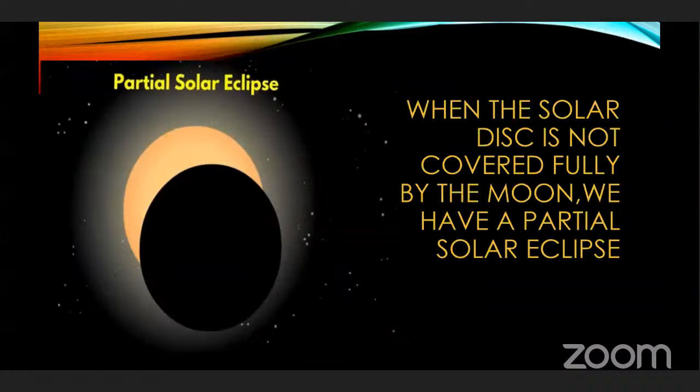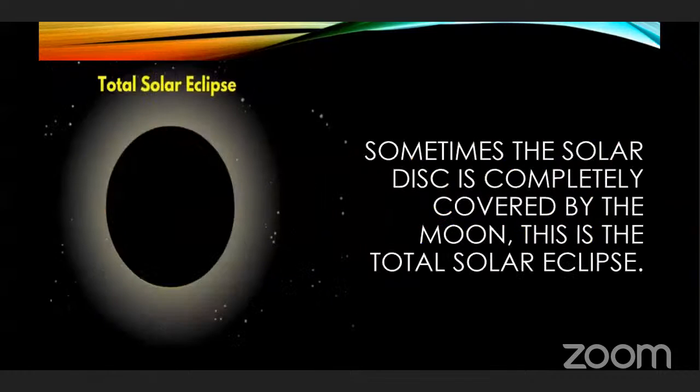Now, what is a partial solar eclipse? When the solar disk is not covered fully by the moon, that time we have a partial solar eclipse. When the disk of the sun is not fully covered, that time we can see a partial solar eclipse. Second one is total solar eclipse. Sometimes the solar disk is completely covered by the moon. This is the total solar eclipse. When the solar disk is completely covered by the moon, that time we can see a total solar eclipse.